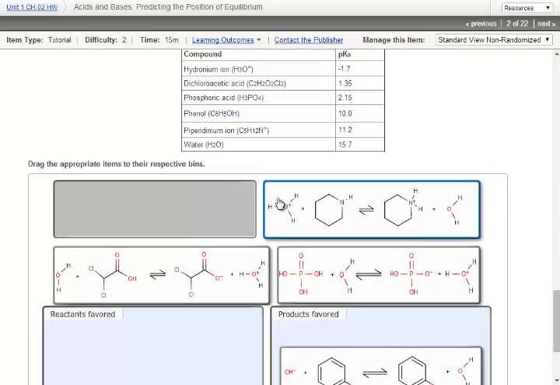So for this reaction, I have the hydronium ion, which has a pKa value of -1.7, and then I have my piperidinium ion, which has a pKa value of 11.2. Because 11.2 is much greater than negative 1.7, products are favored in this reaction.